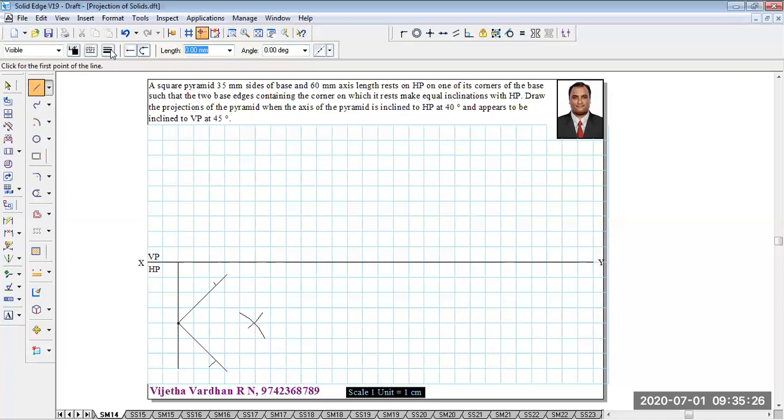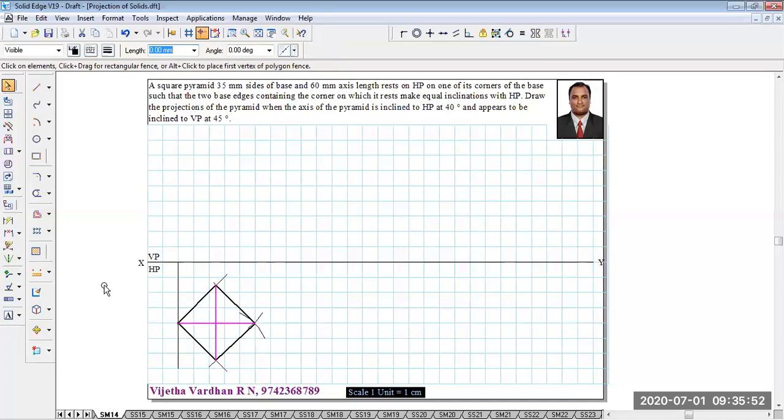Now using your HB pencil, connect all the 4 points. Now you can see we are going to get the required square of 35 millimeter, which is corner resting. Since we are dealing with pyramids, we are supposed to show these lines as dark lines. These lines are going to represent the slant edges. Drawing these two diagonals represents the slant edges of the pyramid.